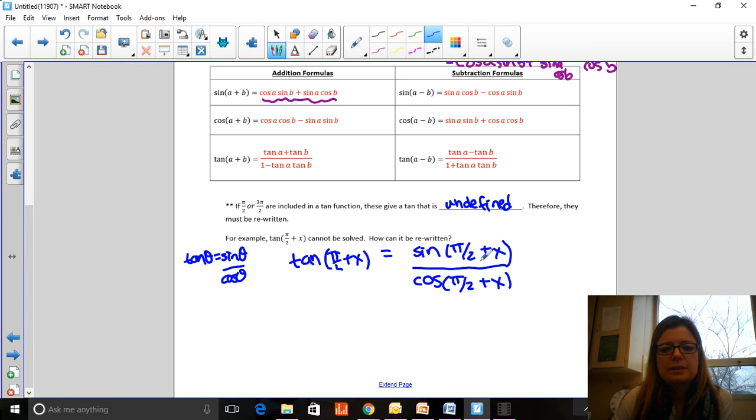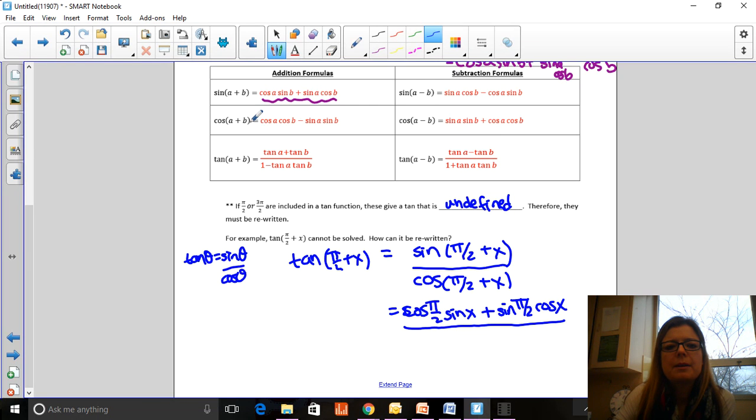So this just gives us the sine A plus B, so cos of pi over 2 sine x plus the sine of pi over 2 cos x divided by, now cos A plus B is here, so cos A, so A is pi over 2, so cos pi over 2 cos x plus, oh, sorry, minus sine of pi over 2 sine x.